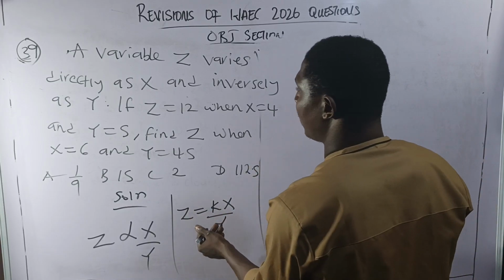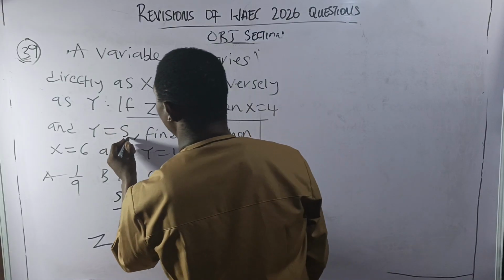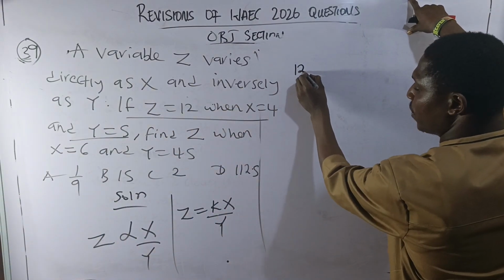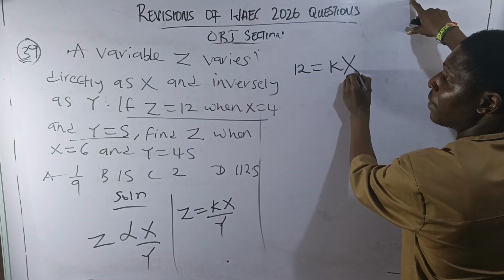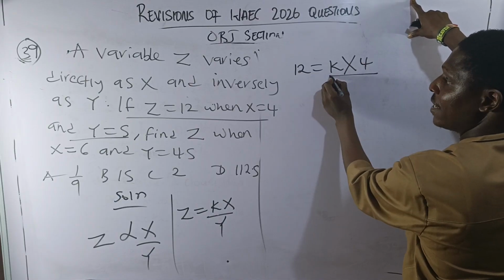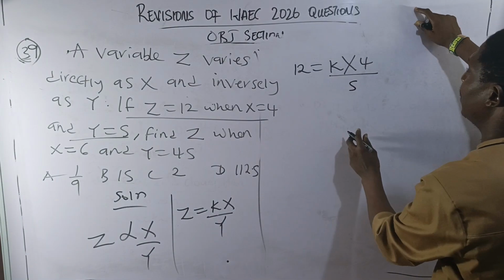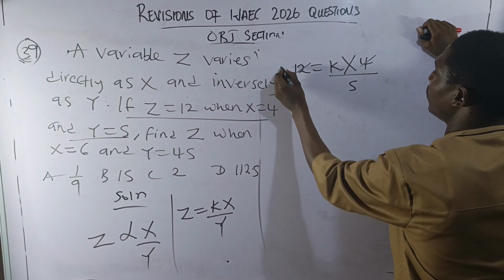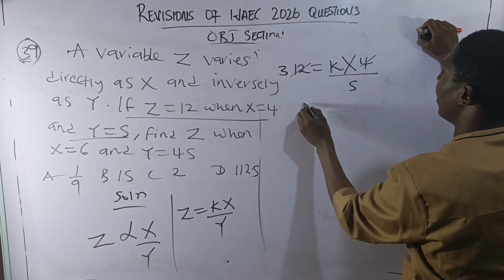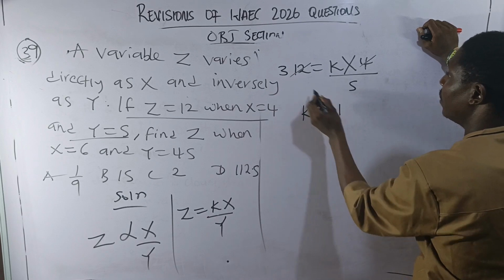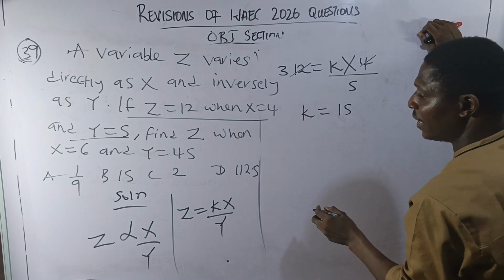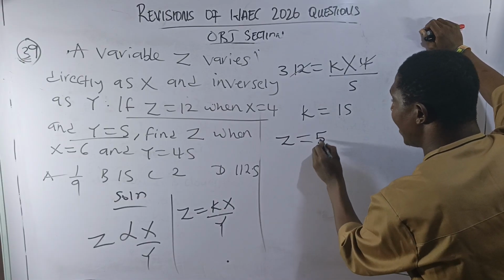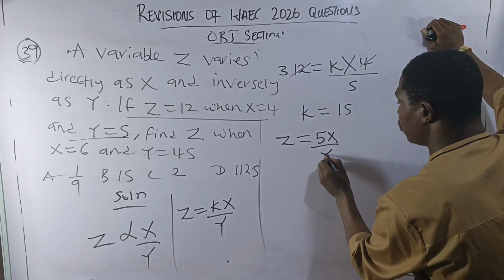Now, I'll input the first three values given, so I can get my constant, which is k. My z is 12. I have my k times, my x is 4, and my y is 5. If I cross multiply, or I can simply use this to cancel this. This cancel this will give me 3. So I have k to be equal to 3 times 5, which is 15. Now my equation becomes z equals 15x all over y.